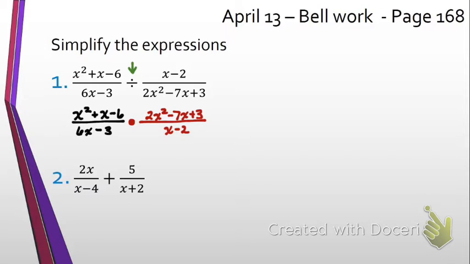Look for GCFs. Are there any GCFs anywhere? Only one, at the denominator of the first fraction. What is our GCF down here? 3. GCF of 3.